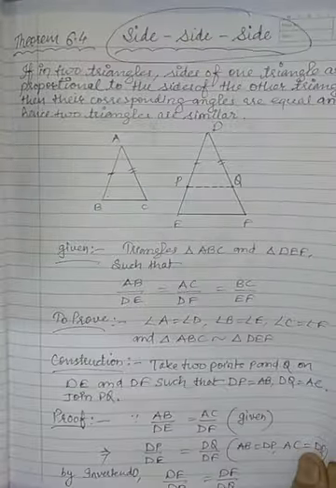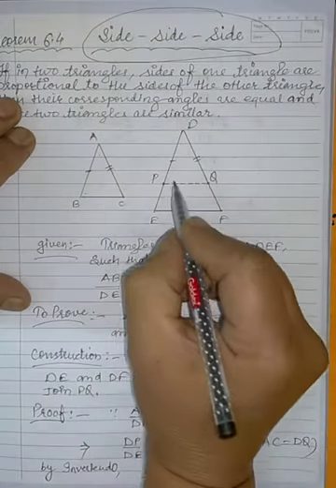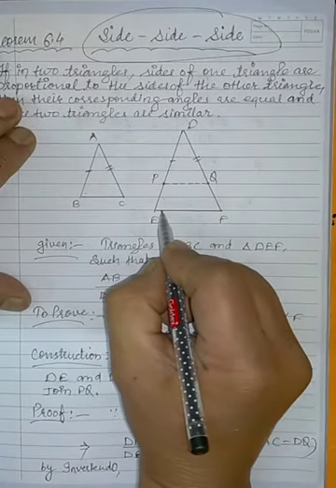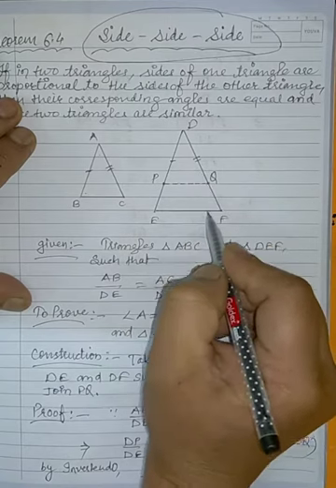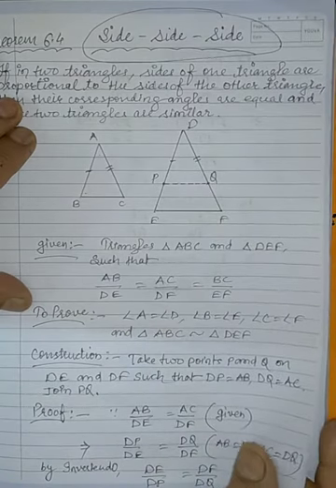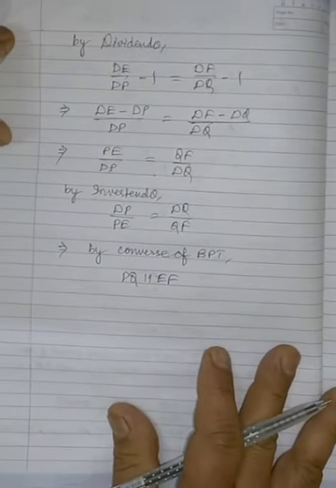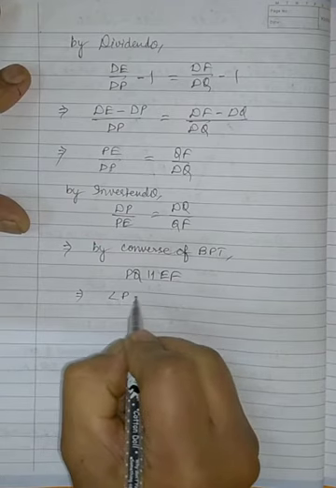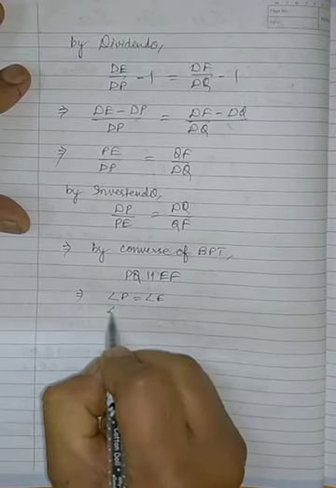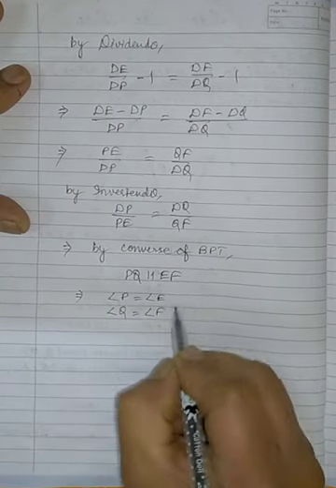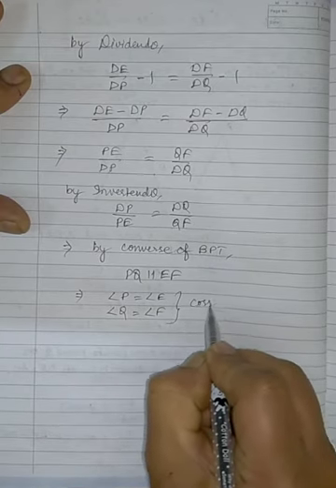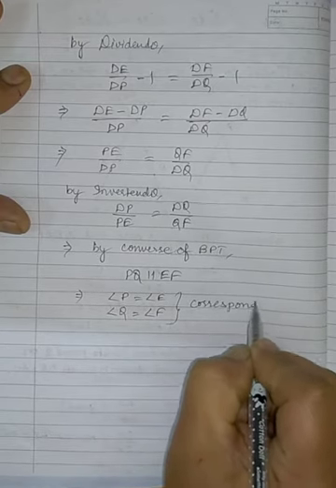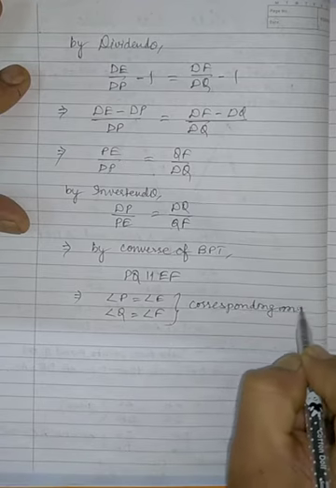Now if PQ is parallel to EF, angle P will be equal to angle E, angle Q is equal to angle F, as they both are corresponding angles. It implies angle P is equal to angle E, angle Q is equal to angle F, being corresponding angles.